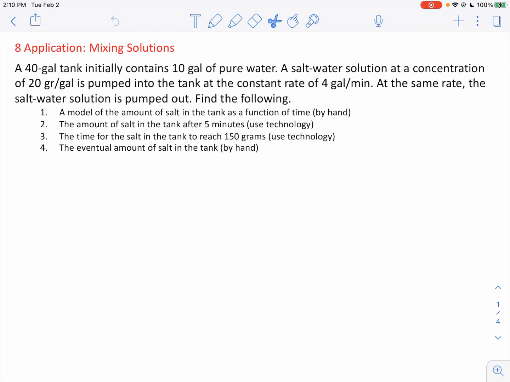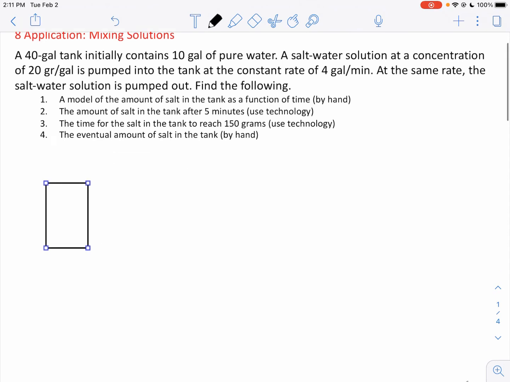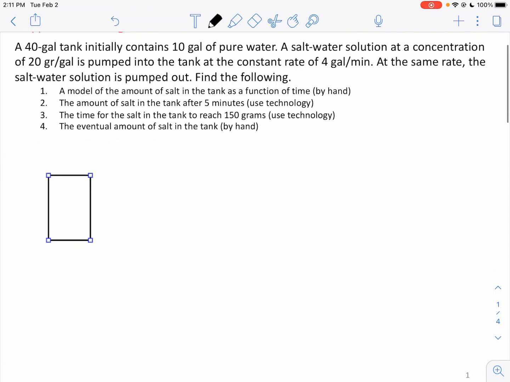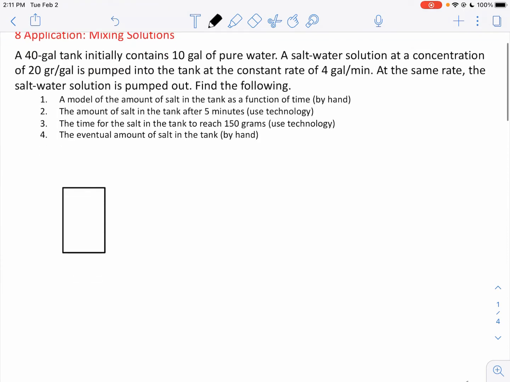All right, the first thing I'm going to do is draw a little picture of the situation and try to understand what's going on with the salt. So I'm going to draw a little rectangle that represents a container. This is a 40-gallon container, although it holds 10 gallons of water. So let's get some water in here. 10 gallons of pure water.